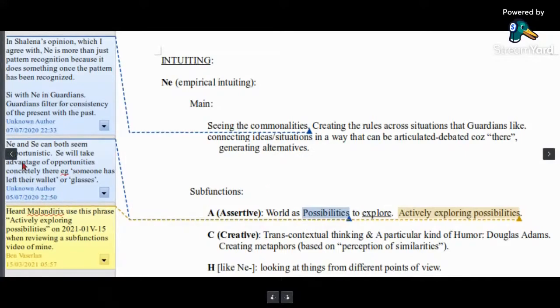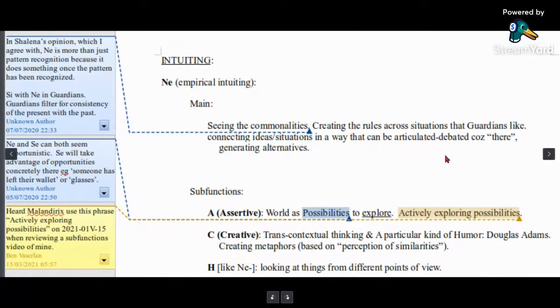I'm just going to read that bit at the side. Ne and Se can both seem opportunistic. Se will take advantage of opportunities concretely, e.g. someone's left their wallet or glasses. I heard Melanie Derick use this phrase, actively exploring possibilities, when reviewing a subfunctions video of mine. So again, what is possibilities to explore, actively exploring possibilities. Then the creative, science and digital thinking, and they can look for different points of view.